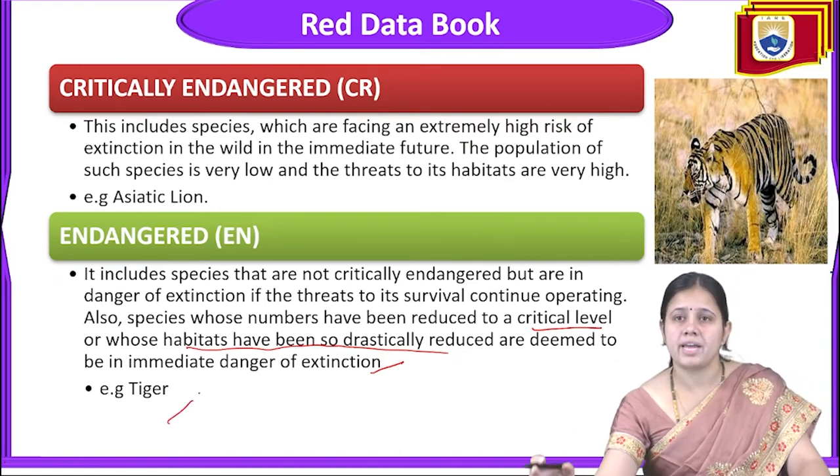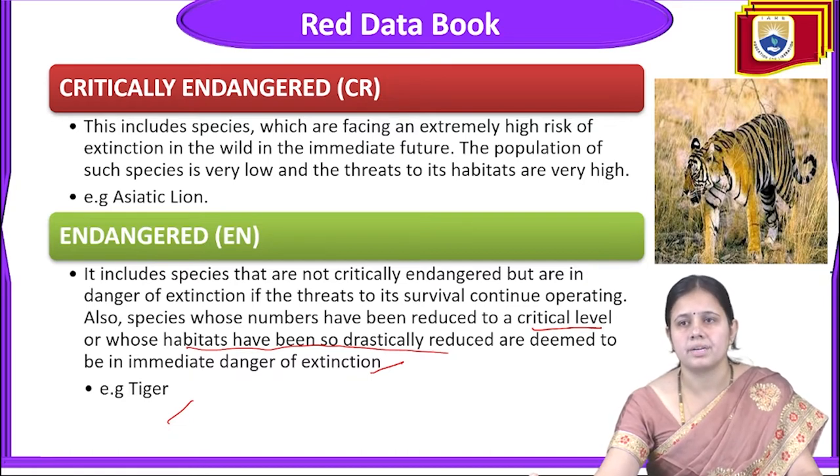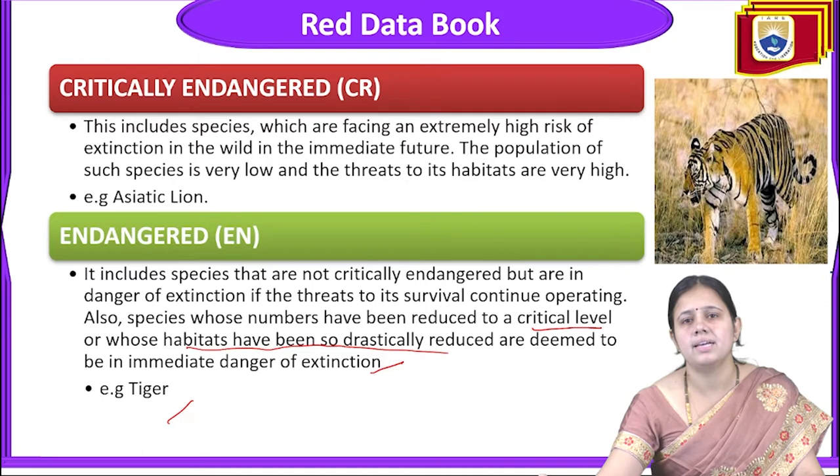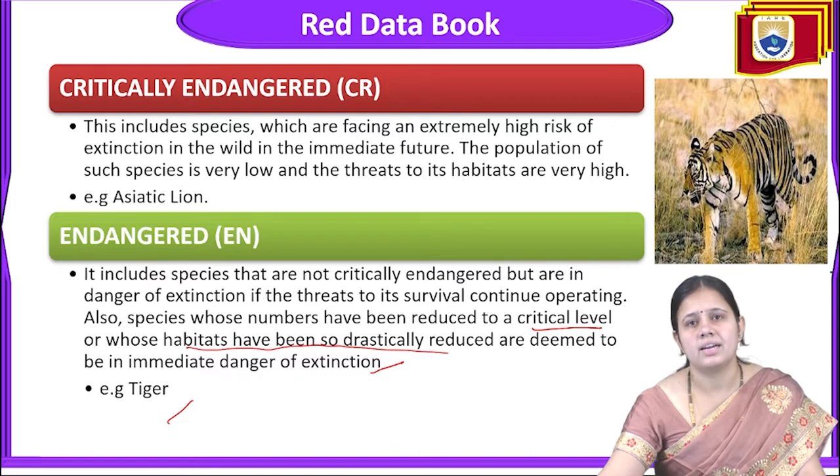Tigers are a species that are not critically endangered but are in danger of becoming extinct one day if the threat to their survival continues. That's why the government started Project Tiger in 1983, and that project has been very helpful for the safety of the Indian tiger. Now their number has increased. Around 2005 or 2006, only 1500 tigers were there in India, but now the number has increased because the tiger comes under the category of endangered.